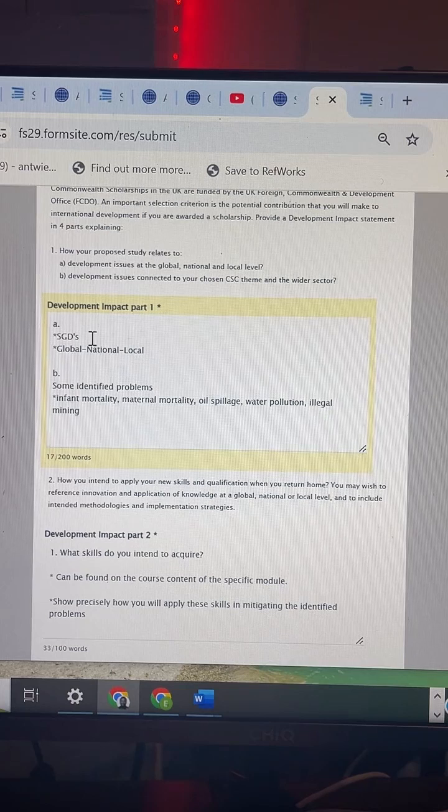So for instance, it can be an identified problem that you've seen, maybe maternal mortality or infant mortality, or maybe oil spillage, and that is happening at your local level. How is that contributing to the national problem? And how is that affecting the global level or crisis?